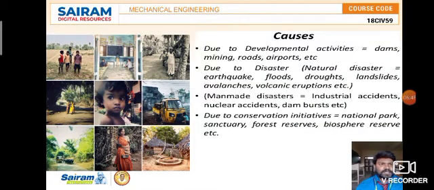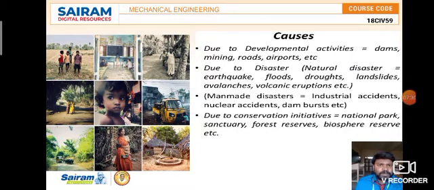Next are the causes. What causes this? Development activities like dams, mining, roads, airports, etc. are reasons for these issues. Then disasters, which are uncontrollable and not in our hands: natural disasters like earthquakes, floods, droughts, landslides, avalanches, volcanic eruptions, etc. And some are man-made disasters, for which we are responsible, such as industrial accidents like nuclear accidents, dam bursts, etc.